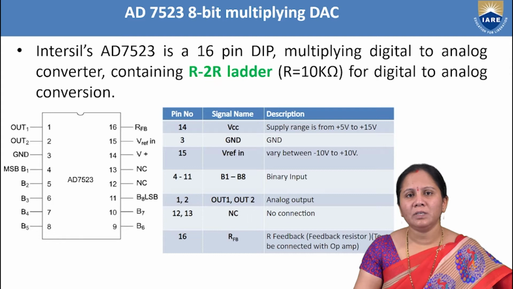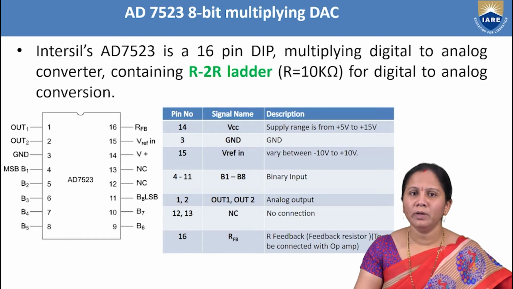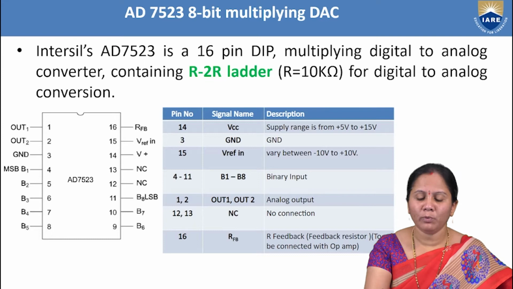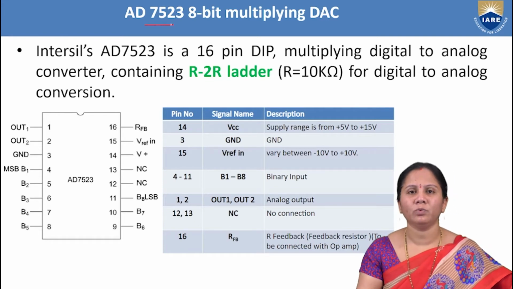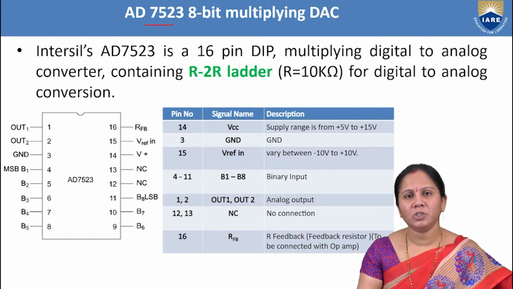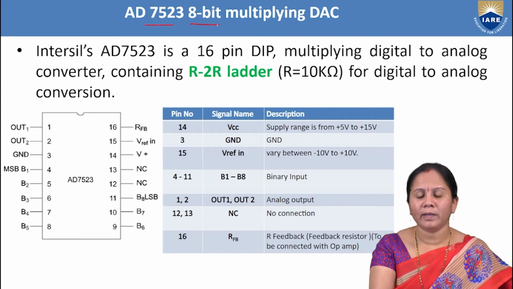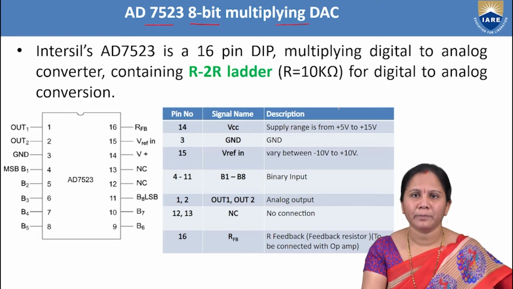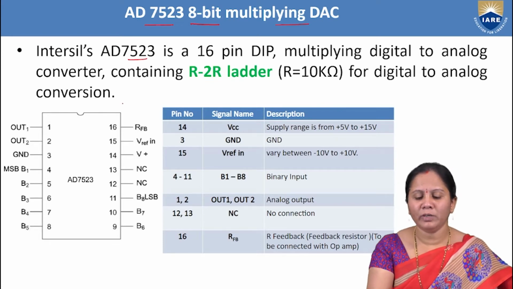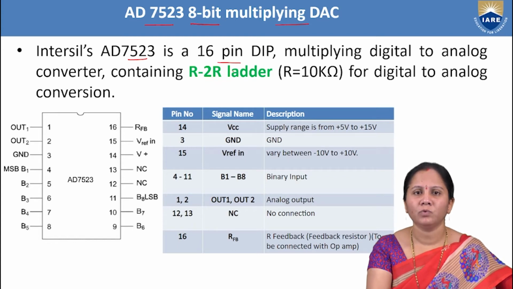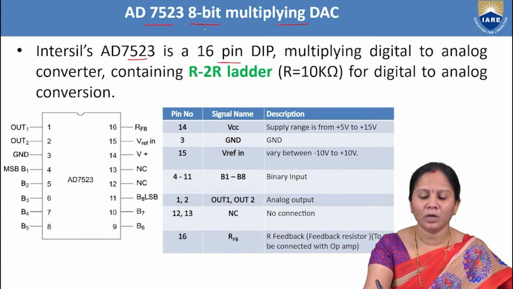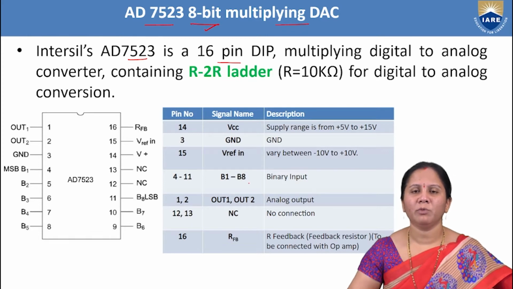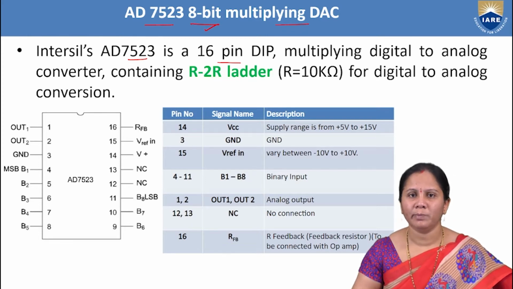And that is one IC which is used to convert digital to analog signal. There is one more IC, that is AD7523. Its operation is also converting digital to analog only, so we can use any of these two. It is also an 8-bit IC and it is called a multiplying DAC. AD7523 is a 16 pin IC. Though it has 16 pins, it is called 8-bit only. Why? Because the number of digital inputs it can take is only 8 bits.